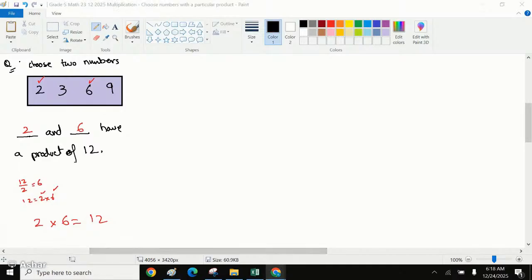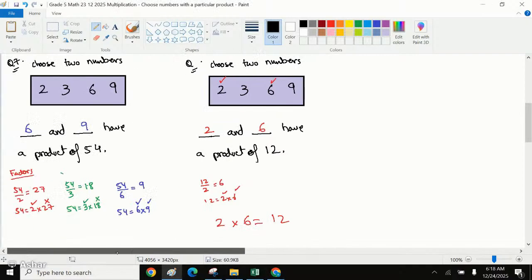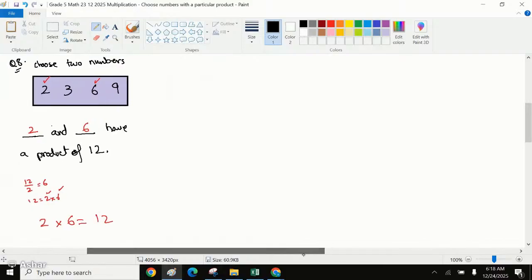So let's move on. Yes, thank you. Let's move on to the next question. Okay, this was question number 7. This is question number 8. I always write the question number so that we have a reference point.